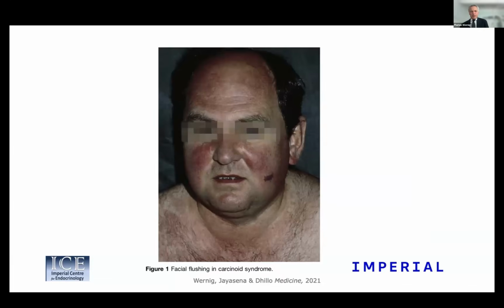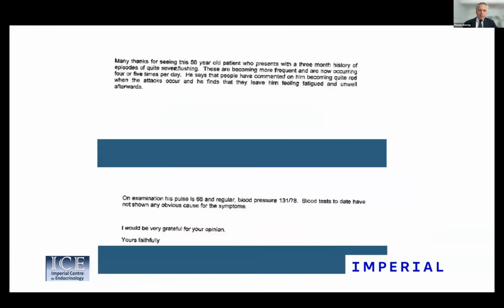Now, this is a picture of one of our patients with carcinoid syndrome. And you can see typical features of facial flushing. This is caused by serotonin release and vasoactive peptides. And this patient was referred to our clinic. And this is the original GP referral. And I quite like to show you this because it's a very beautiful description of someone with carcinoid syndrome.